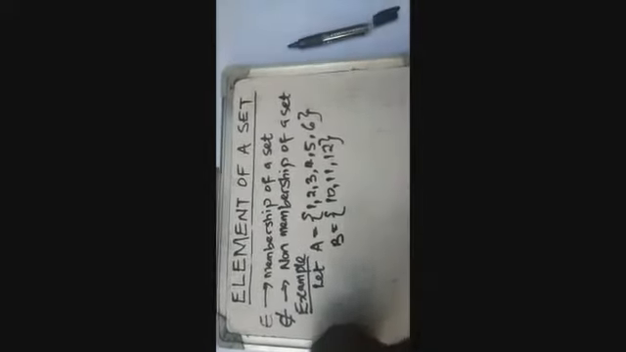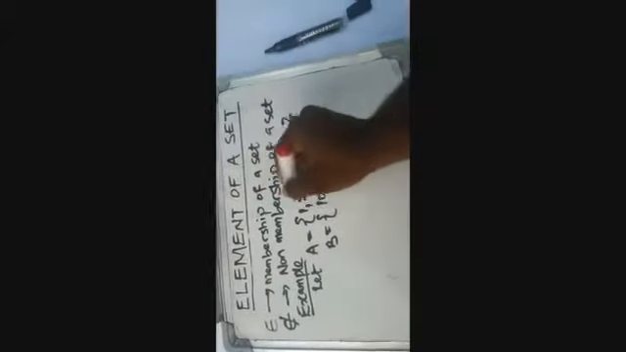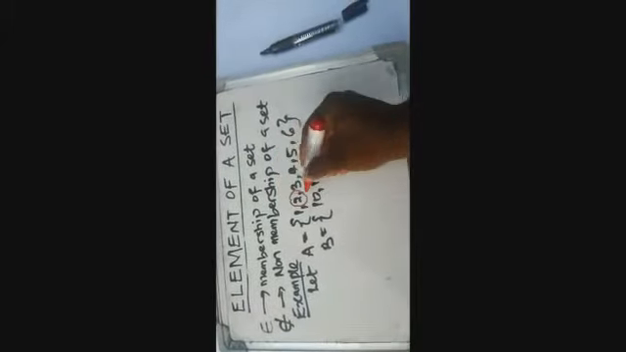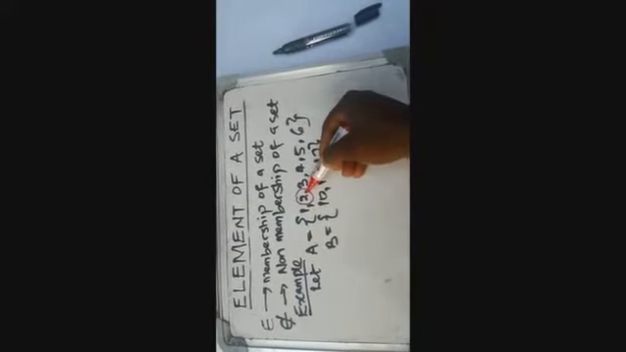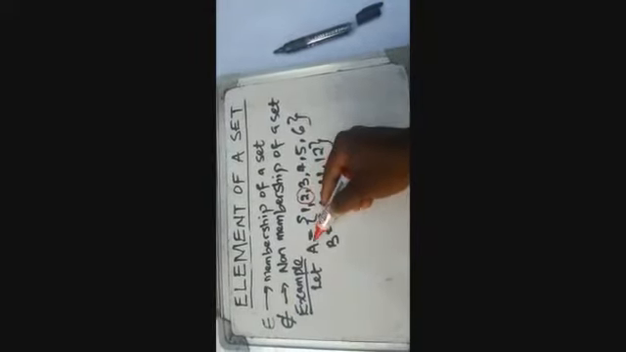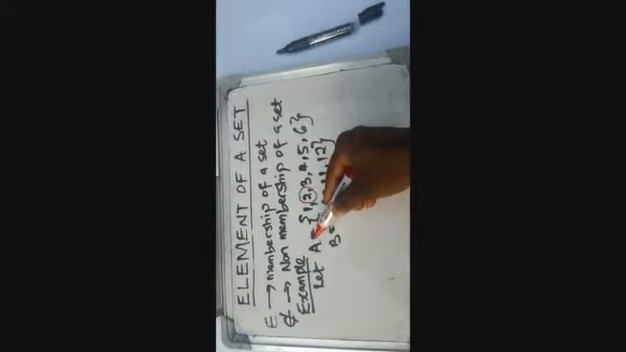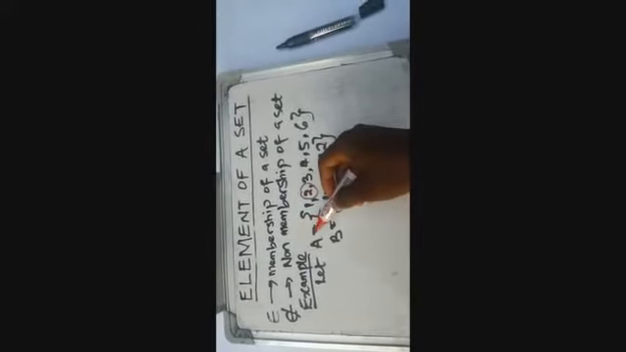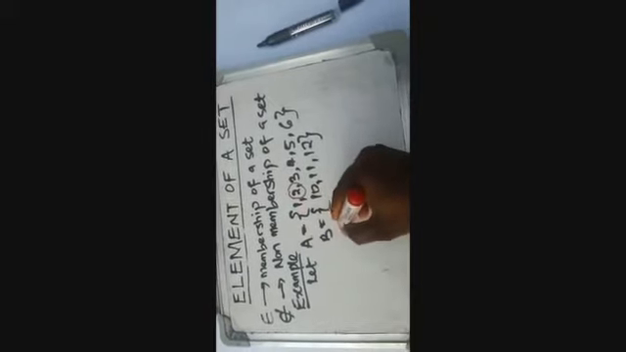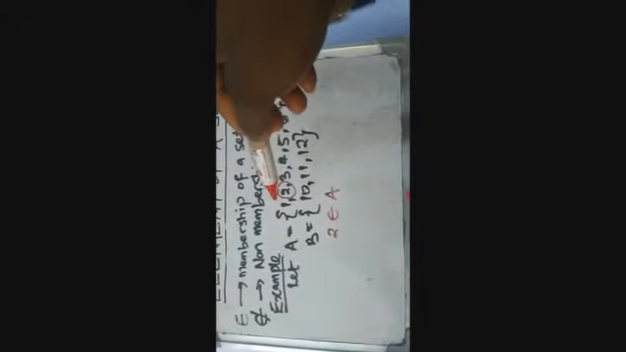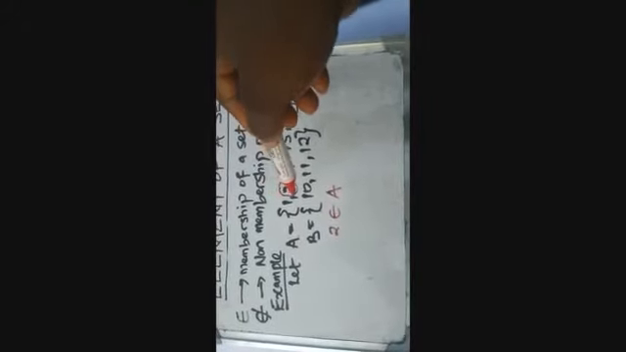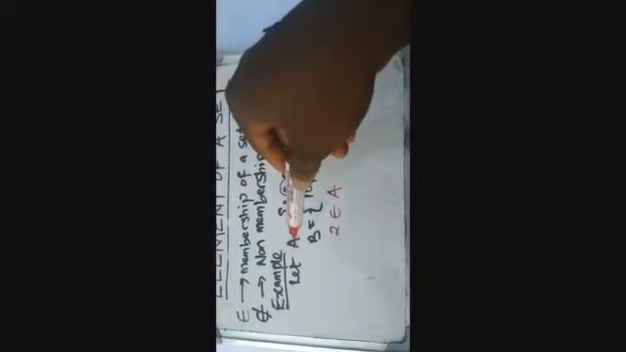Now, since number 2 is found in A, we can say 2 is an element of A. So we can write 2 is an element of A. Why is 2 an element of A? Because it is found in A.